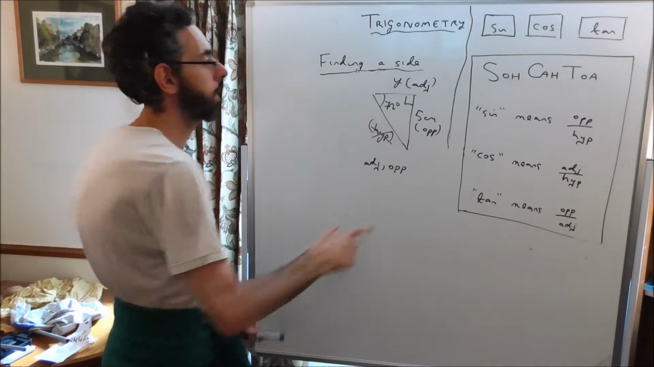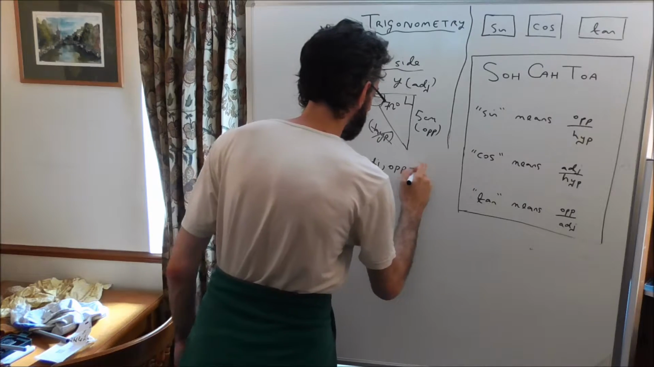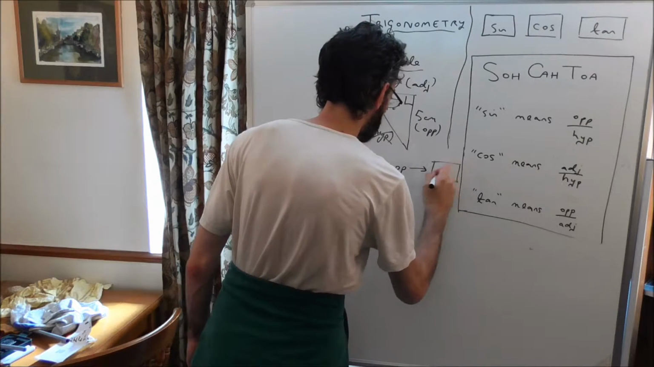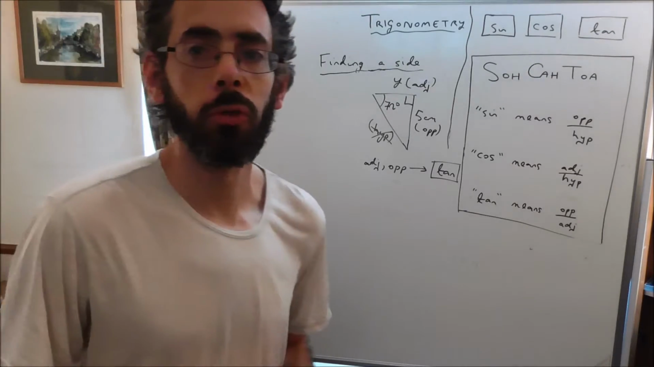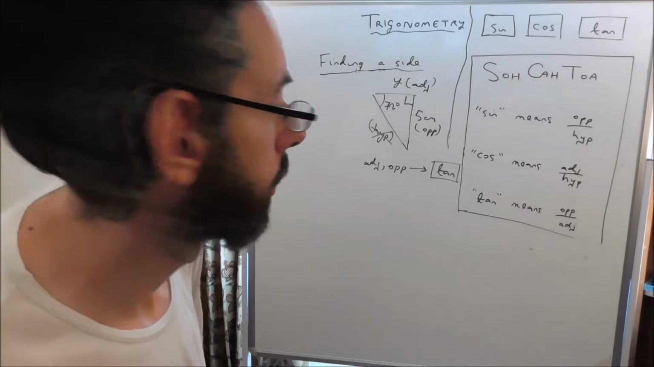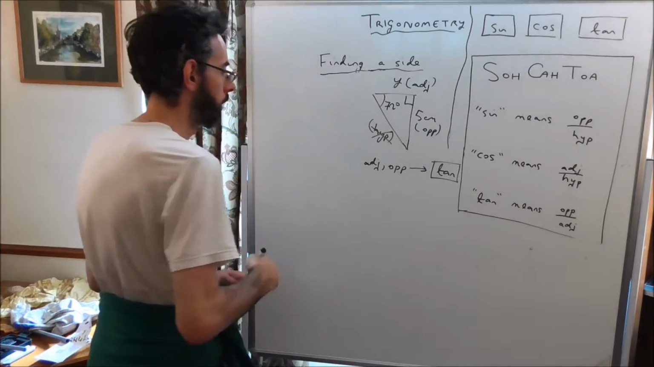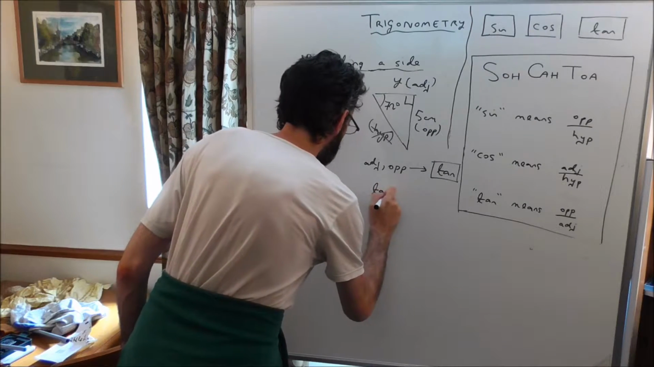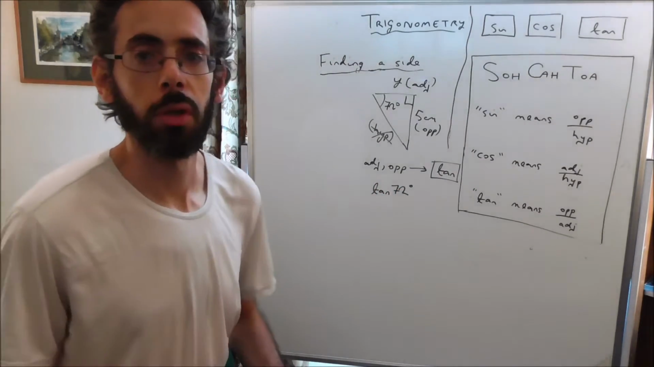Well, it's tan. Tan means opposite divided by adjacent. So we're going to use the tan button this time. As before, the first thing you write down is sine, cos or tan of the angle. So the angle is 72 degrees. We're going to be using the tan button, so we write down tan 72. That's the first thing that you write down.